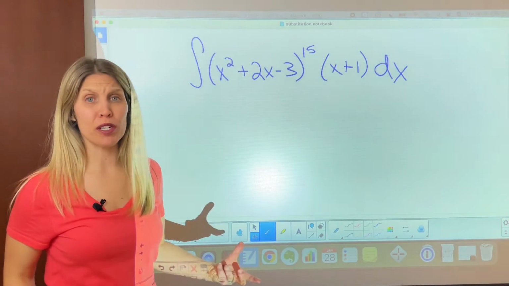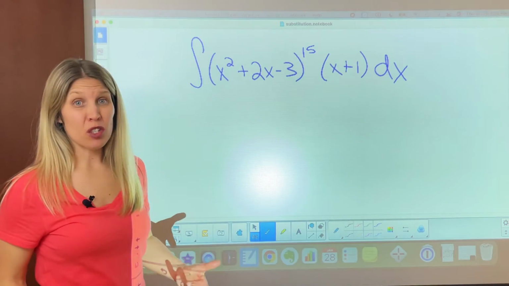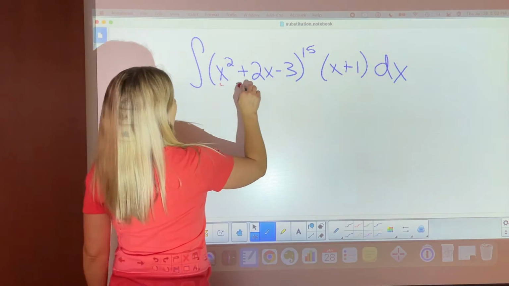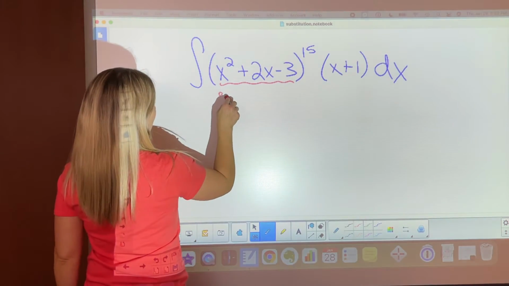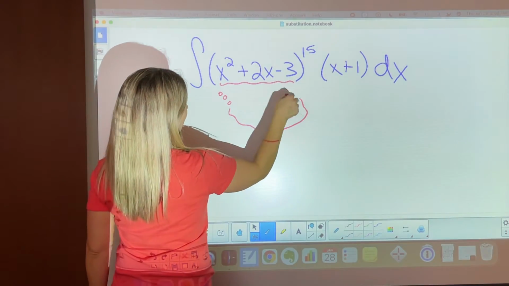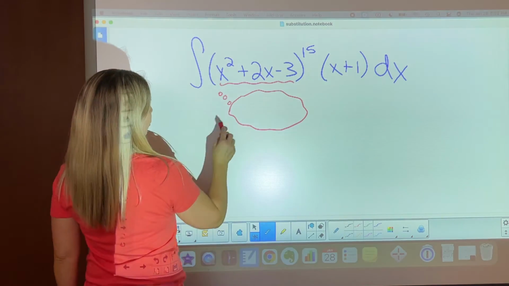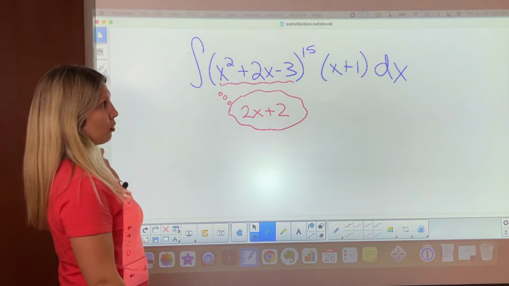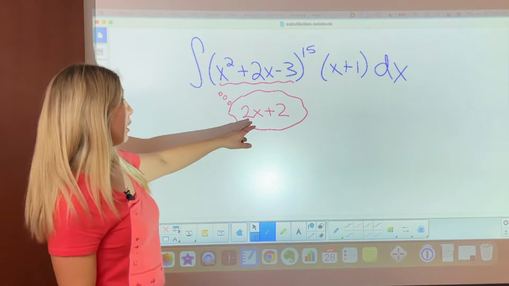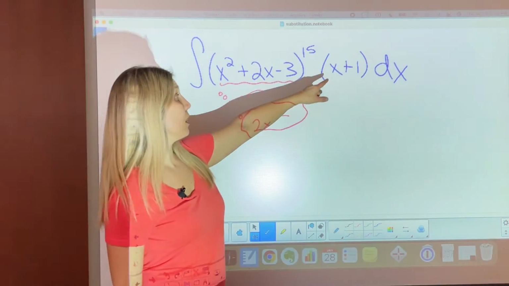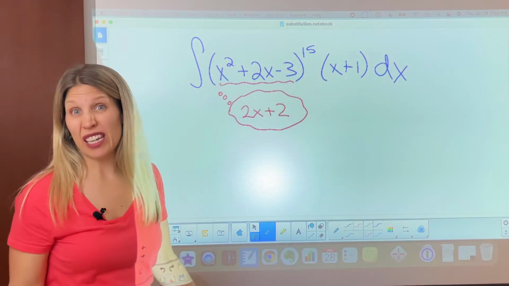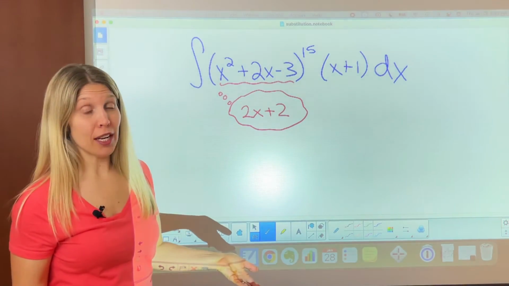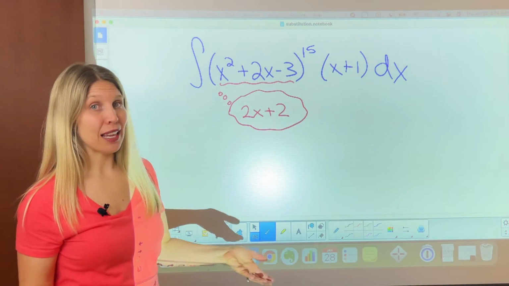Now this one looks pretty scary, but which do you think is going to be your inside piece? I'm going to take the biggest piece here. I'm going to say that this is my inside piece, and I'm going to ask myself, okay, what's the derivative of my inside piece? Derivative of this is 2x plus 2, and the 3 falls off. Now hopefully you're seeing that this kind of looks like that guy, only he needs a 2. So again, we're going to use a fun magic 1 to create that 2 that we need.